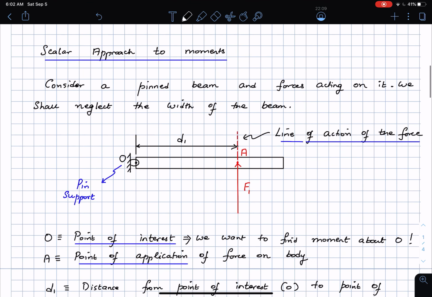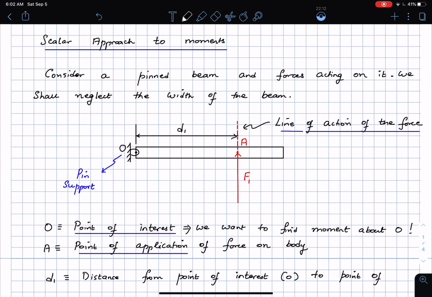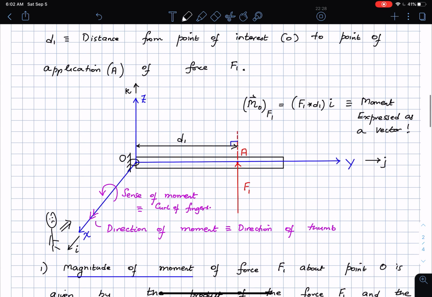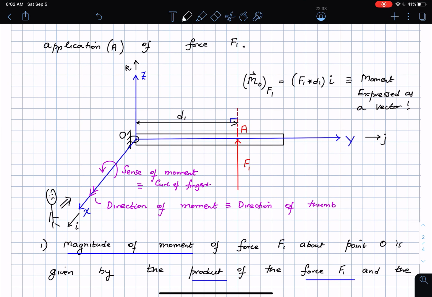Scalar approach to moments, here is the basic idea. We have a beam, then we have a force acting on the beam. There is a point of interest, and then there is a point of application of the force. The point of application is the point A, the point of interest is the point O. I extend the line of the force, that's called the line of action of the force. And if I want to find the moment of the force F1 about the point O, the magnitude of that moment is the magnitude of the force times the perpendicular distance from the point of interest to the line of action, and the direction is given by the right hand rule.